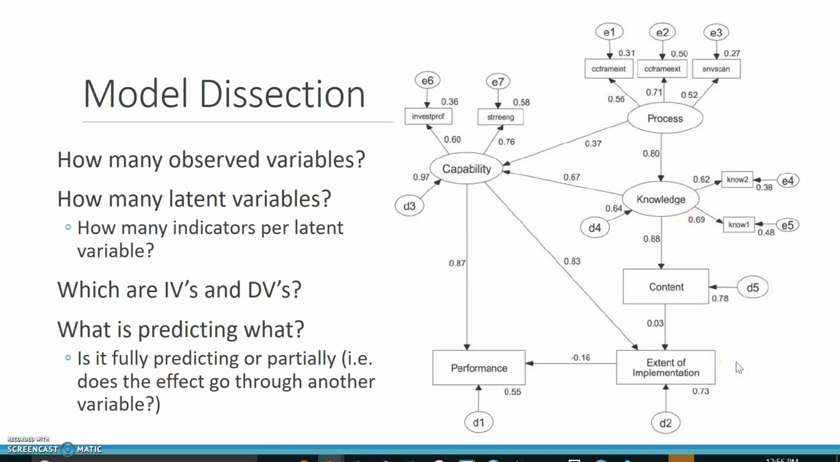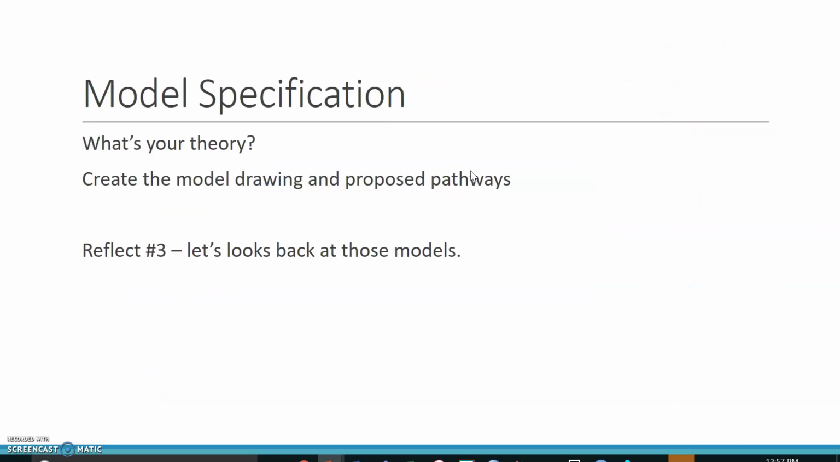And so the model specification would be starting with, how did we even get all of this? Why is capacity predicting performance? Why is it being predicted by process and knowledge? Why does process predict knowledge, which predicts content, which predicts extent of implementation, which predicts performance? Where did all of this come from? How do we know that these are indicators of process? These are indicators of knowledge. These are indicators of capacity. That is what model specification is doing. So take a step back and really think about the theory behind things. Why would this concept connect to this concept?